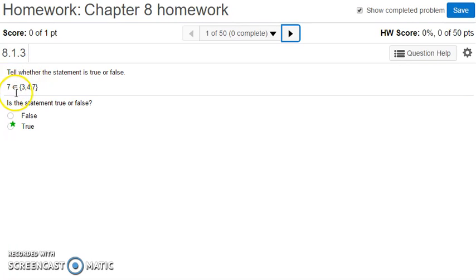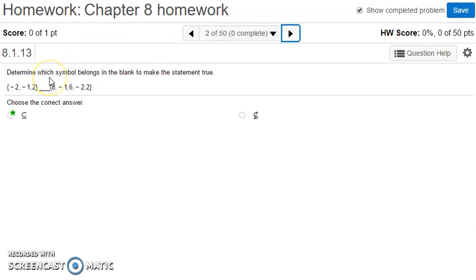So your first homework question is going to ask, is the statement true or false? Is 7 an element? Remember, this E is element of the set {3, 4, 7}. Well, yeah, that's true because 7 is in that set. Determine which symbol belongs: -2, -1, and 2. Well, -2 is here, -1 is here, and 2 is here. So that means these guys are what? The subset of the second piece.